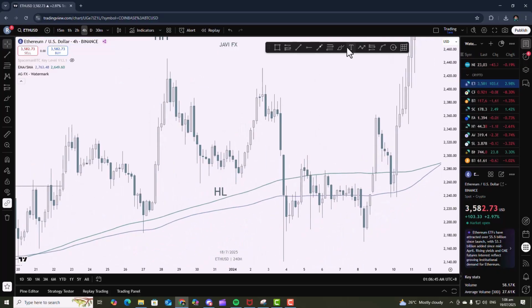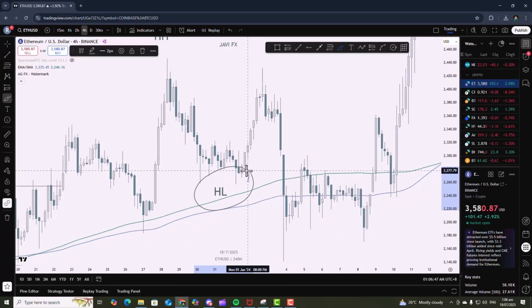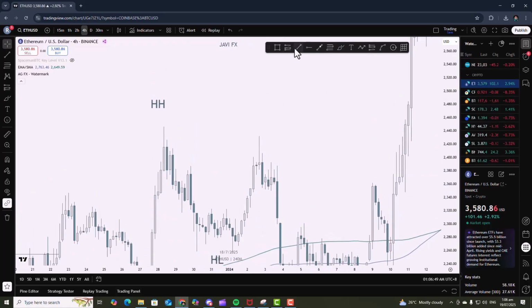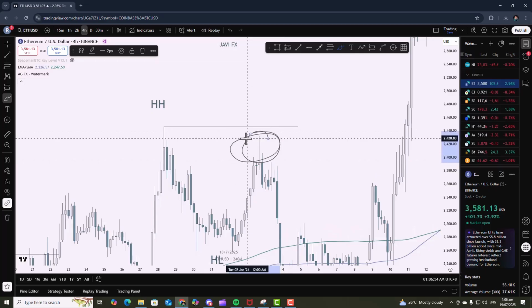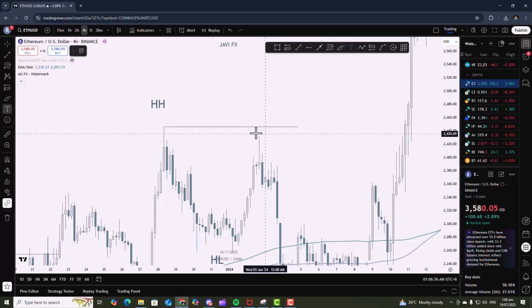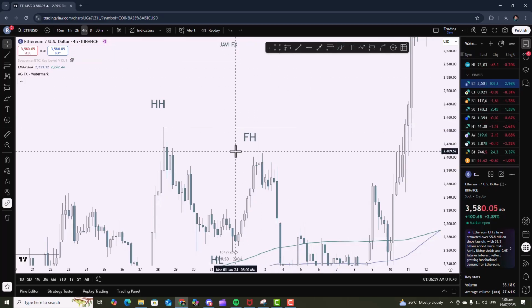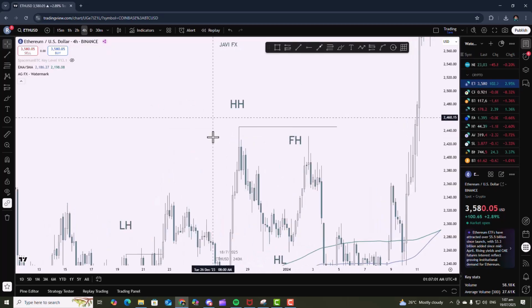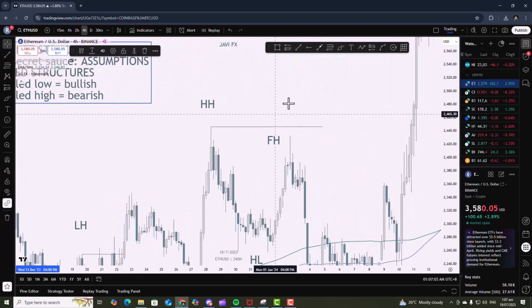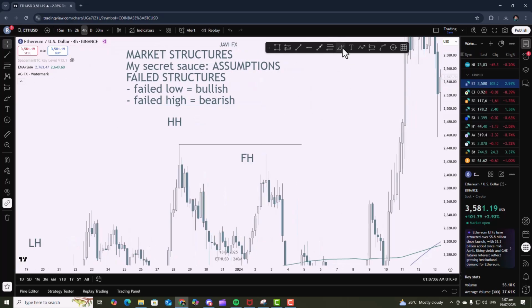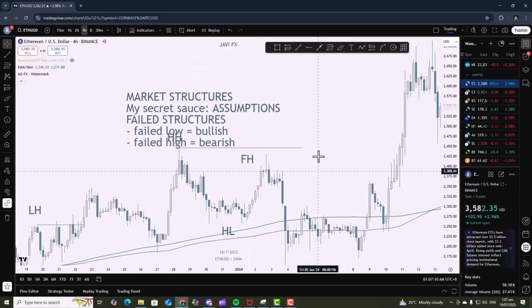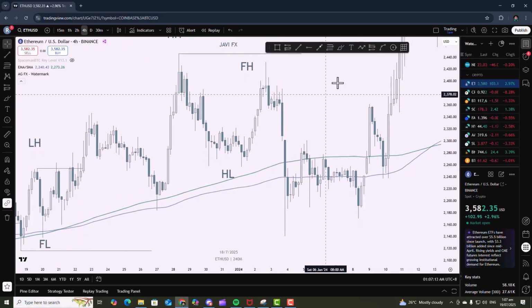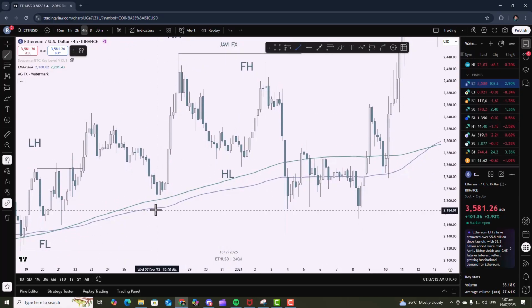What's the assumption? What's the assumption after a higher low? Right? The assumption is we create another higher high. But what happened? Did we? No, we did not. This is a failed high. Now, what again happens if you see a failed high? Is it bullish or bearish? It's bearish. And true enough, we get this massive sell-off and suddenly making new lows.